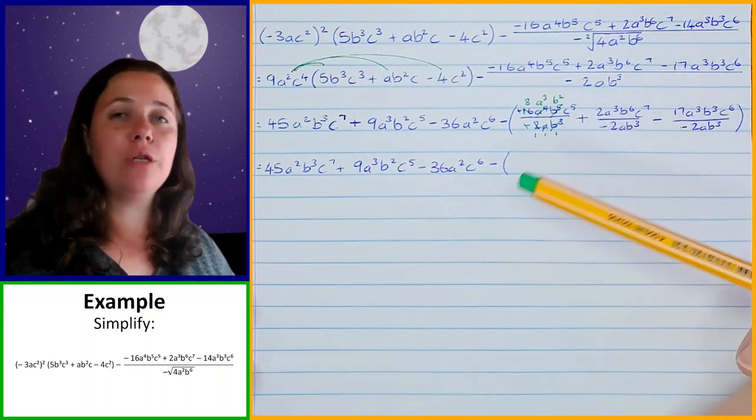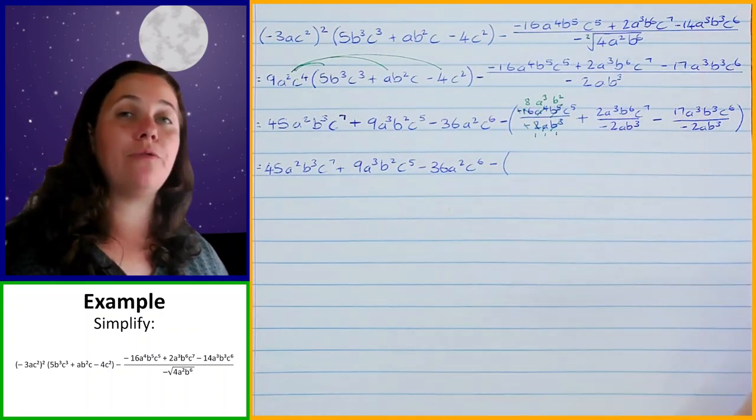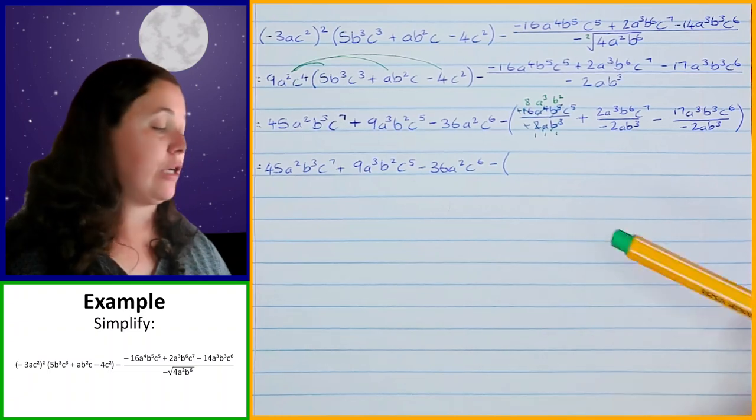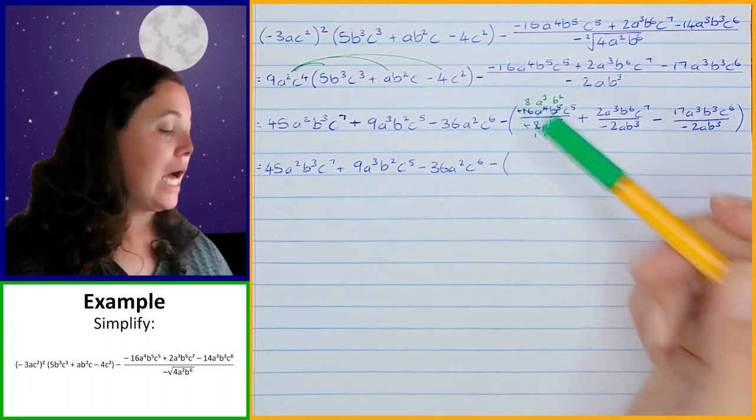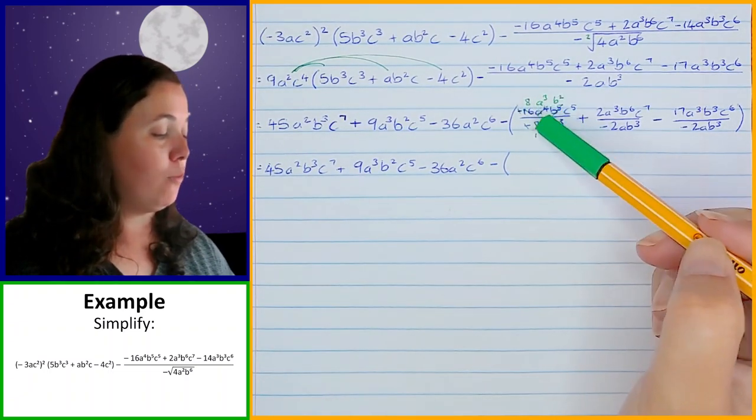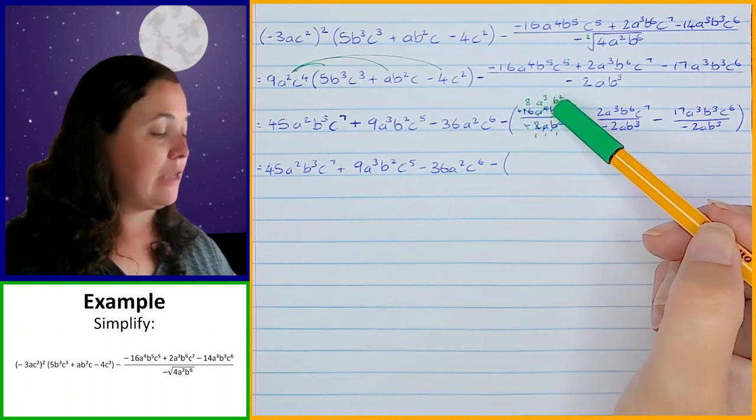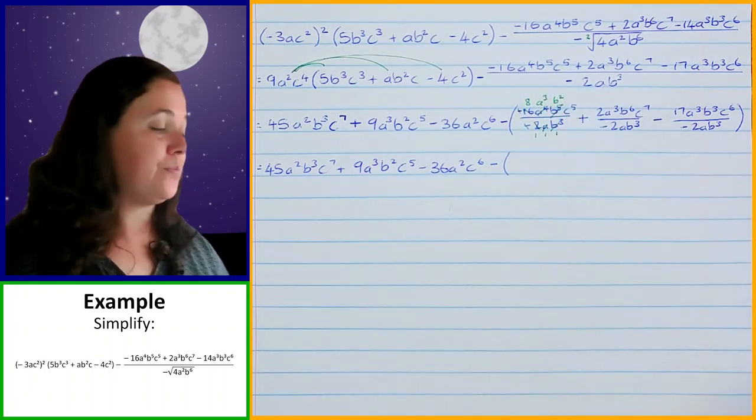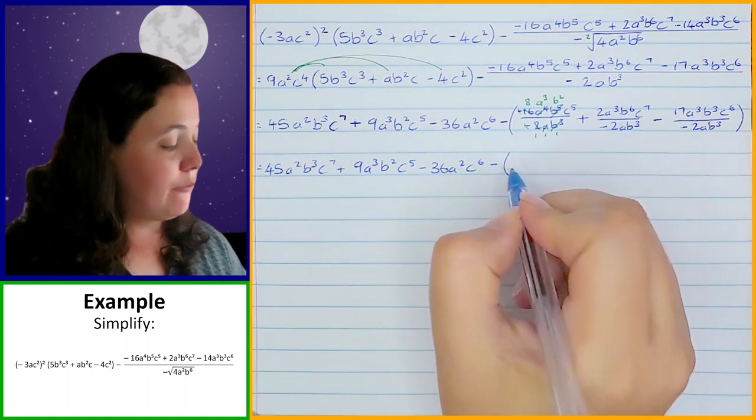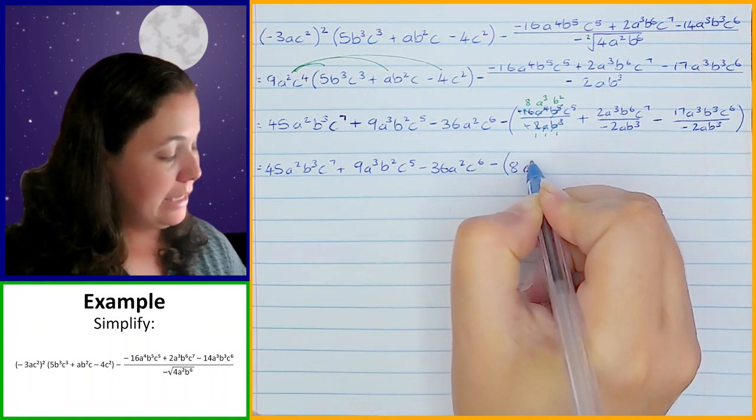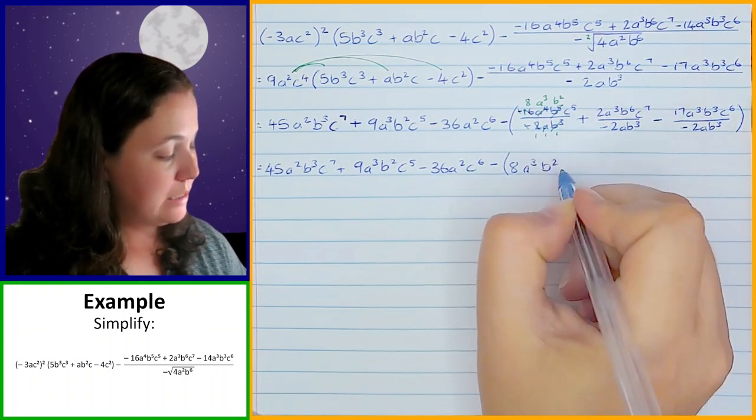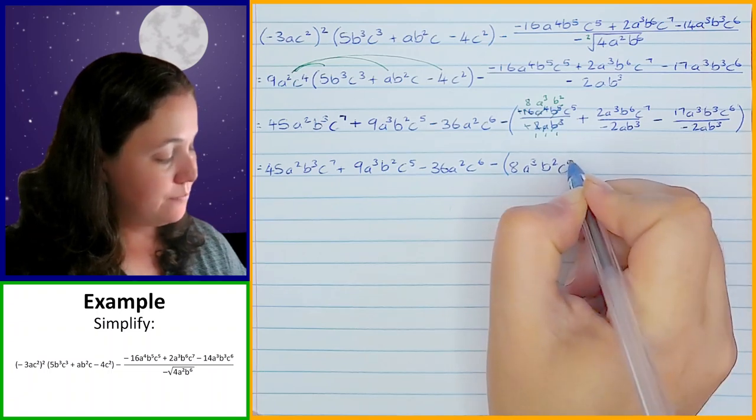Now remember, we are using over here our law that says when we divide powers with the same base, we subtract their exponents. So that's what I was doing over here. I was subtracting the exponents. I was saying 4 minus 1 and that gave me the 3. I was saying 5 minus 3 and that gave me the 2. Okay, so this term gave me 8a cubed b squared c to the power of 5.